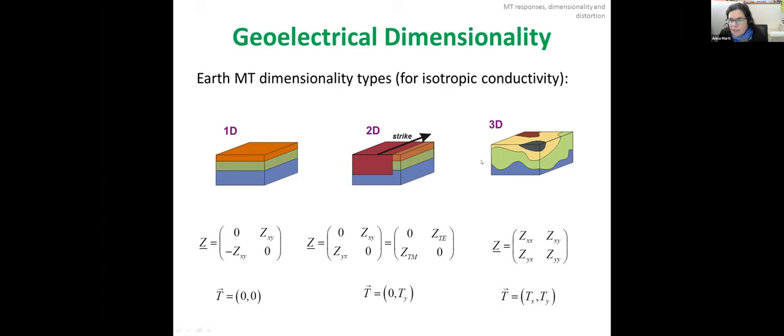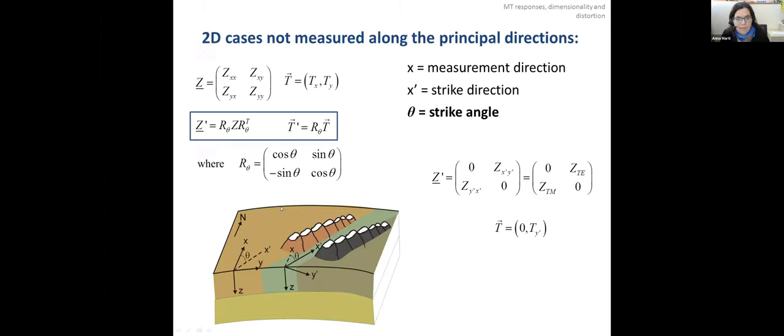And if we have a more general earth conductivity, that changes in all directions, we have the general expression for both the impedance and the tipper vector. However, if we have 2D cases that are not measured along the principal directions, the tensor has the general expression, the tipper as well, but through the rotation matrix, we can recover a two-dimensional expression of the tensor. In this case, I just showed if we measure along X and Y, but the structures are along the X prime direction, by doing a rotation, we can recover the 2D tensor.